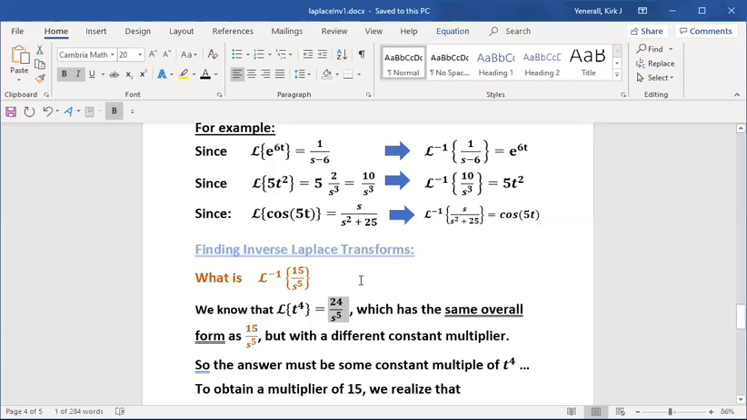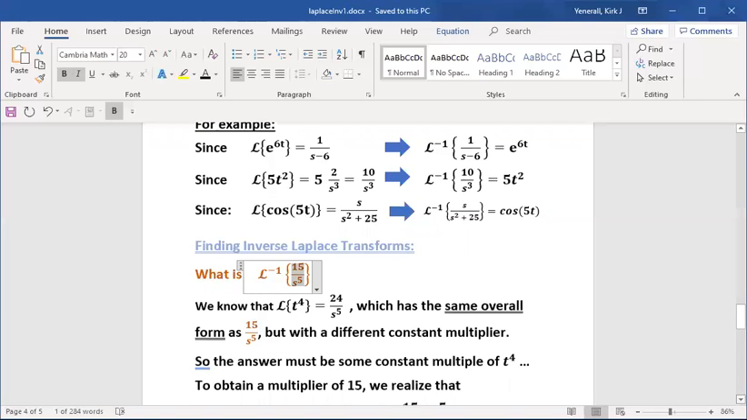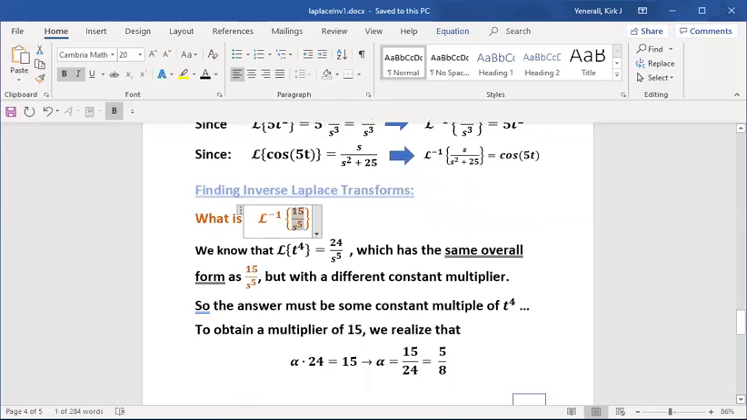That has exactly the same overall form as the function that we are looking for here. It's not the same function, but it is fundamentally the same up to a constant multiple. So what will we do? We know that our answer is going to be some constant multiple of t to the fourth. How will we find out which constant multiple?